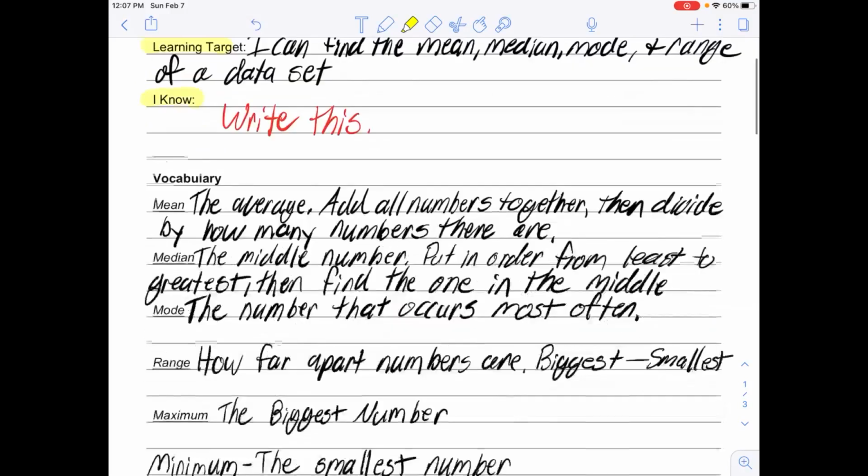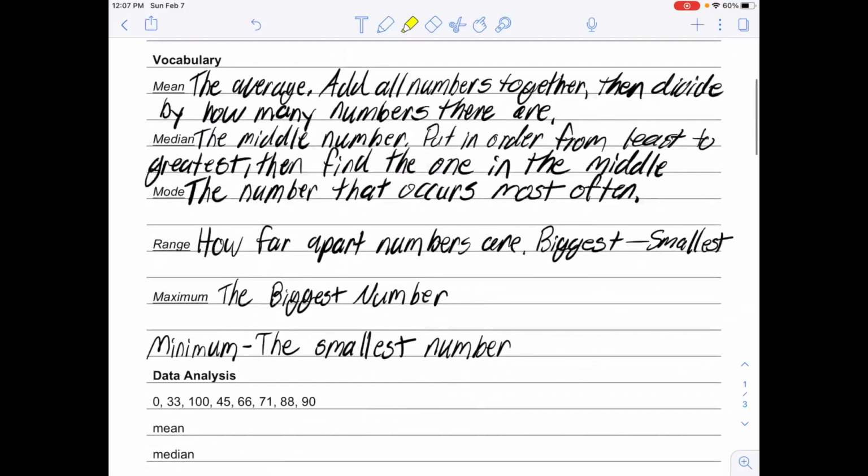Then we have quite a few vocab words today. Our first one is mean. Mean is the average. You find that by adding all numbers together, then divide by how many numbers there are. Next is the median. The median is the middle number. You put the numbers in order from least to greatest, then find the one in the middle. The mode, that is the number that occurs most often in the data set.